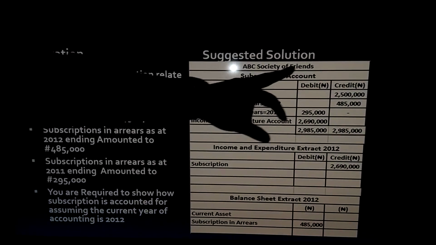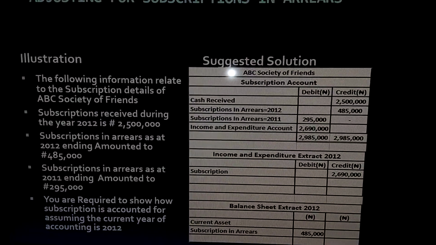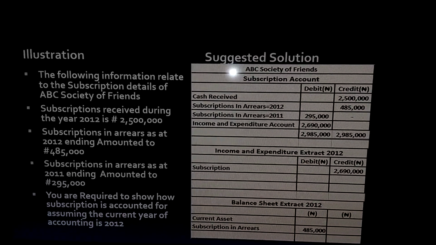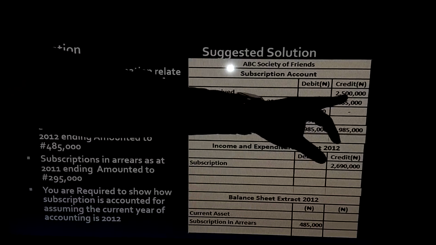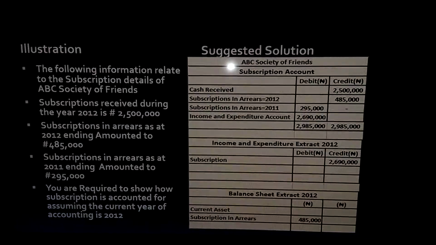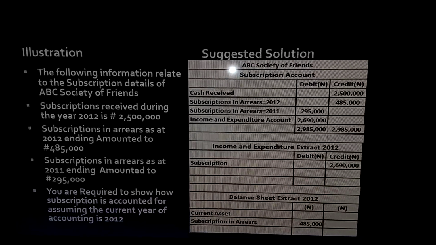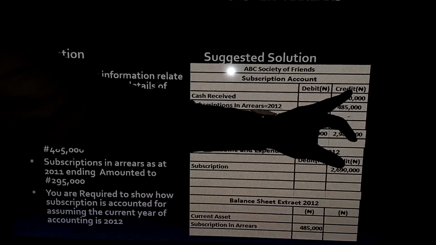So we have the ABC Society of Friends subscription account. Remember I said when you receive cash, you debit your cash account and credit the other account. So now you're receiving subscription, so you debit cash, credit subscription account. Now you're crediting subscription here, 2,500,000. Then that's subscription in arrears at 2012, which means subscription at the end of the current year. And I said you should add. So that's why you're adding 485,000 to 2.5 million.